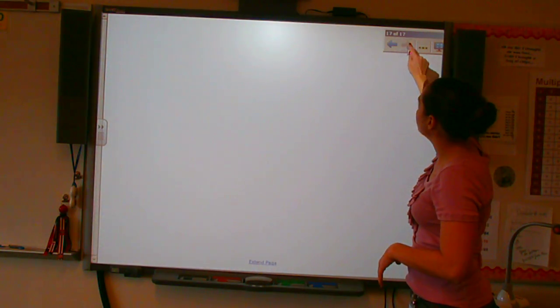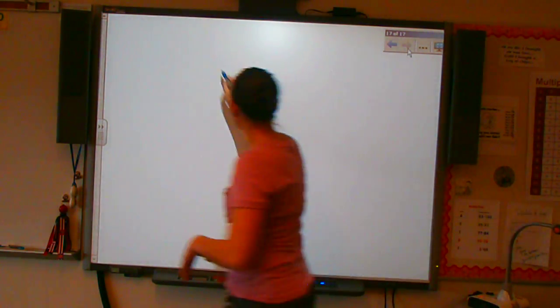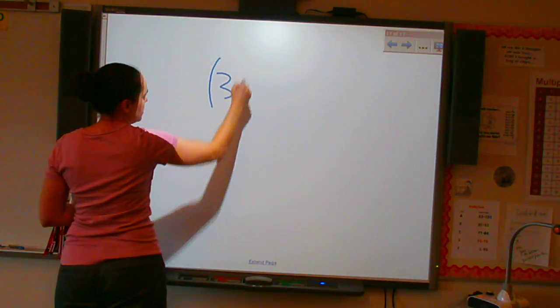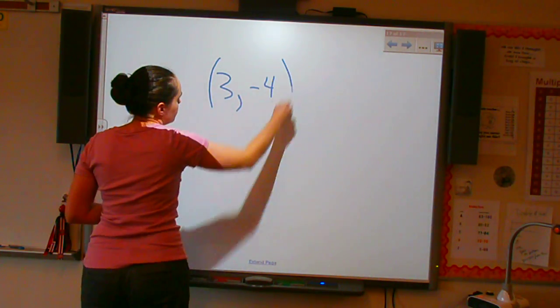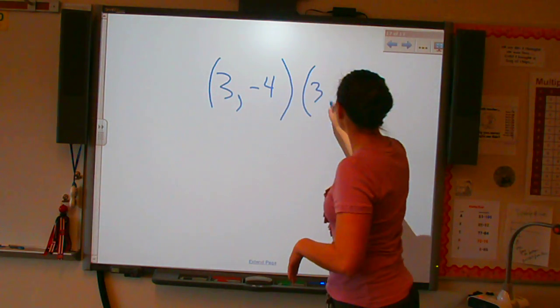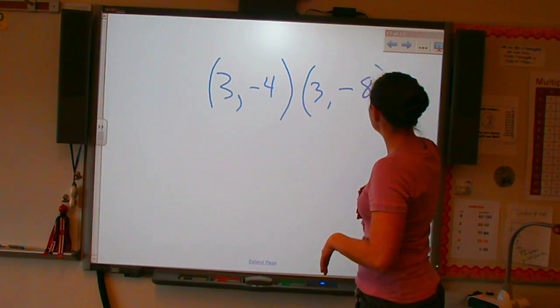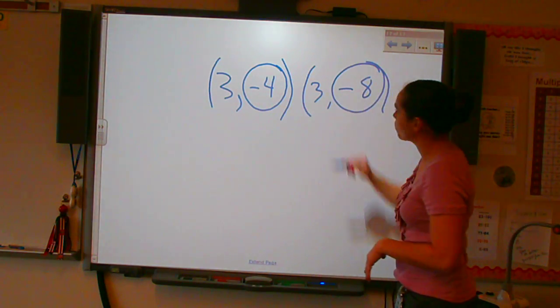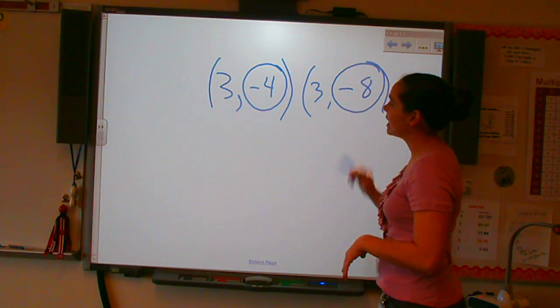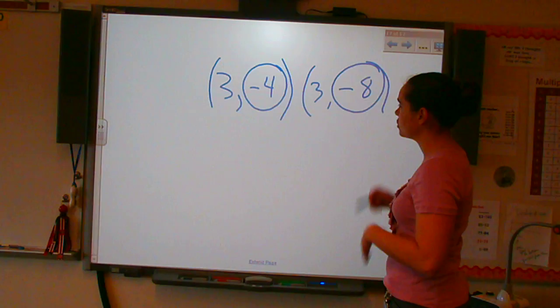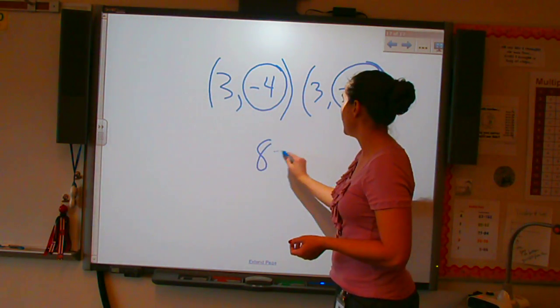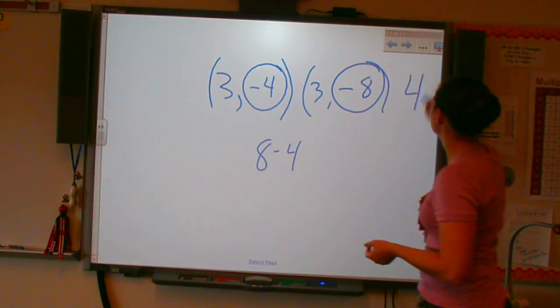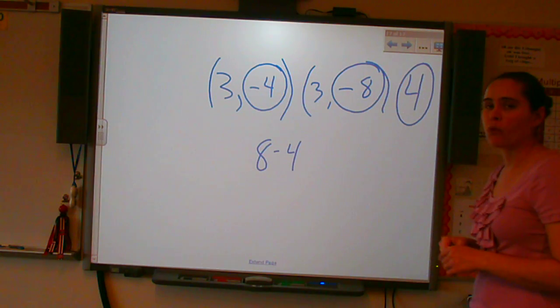And they could also be both negative. So if we had 3, -4, and 3, -8, okay, our -4 and our -8 are what we're looking at. Since they're both negative, that means they're in the same quadrant, so we're going to find the difference. 8 minus 4 is 4, so the distance between those 2 points would be 4.